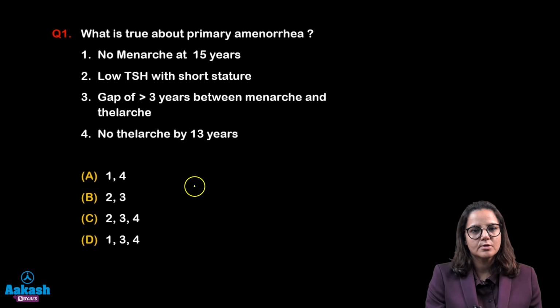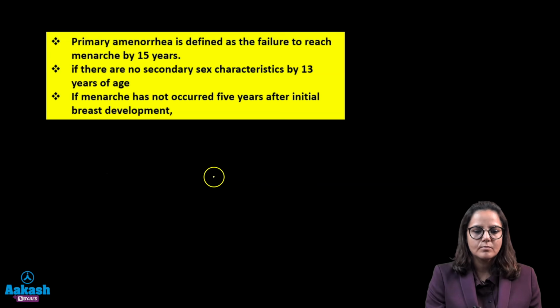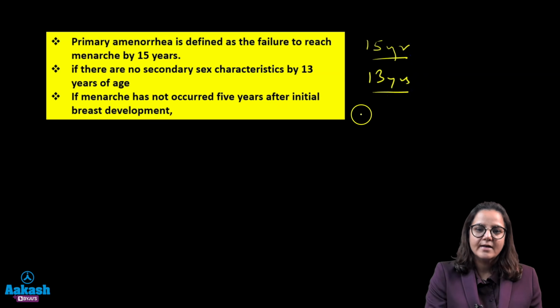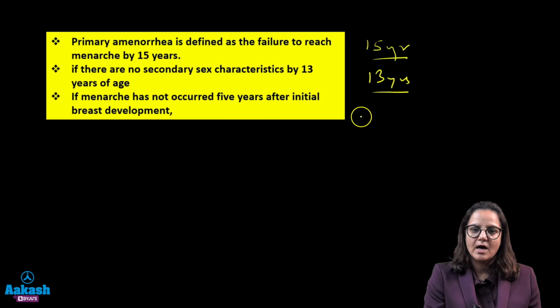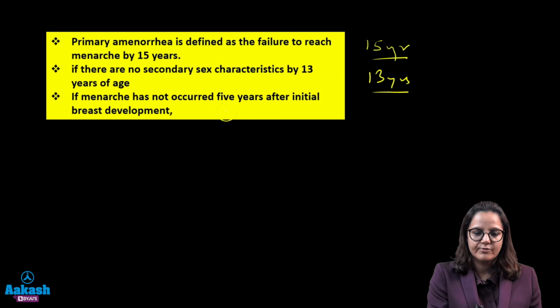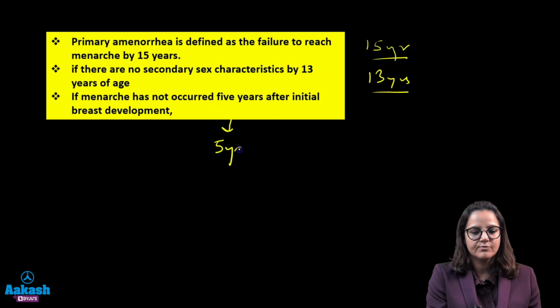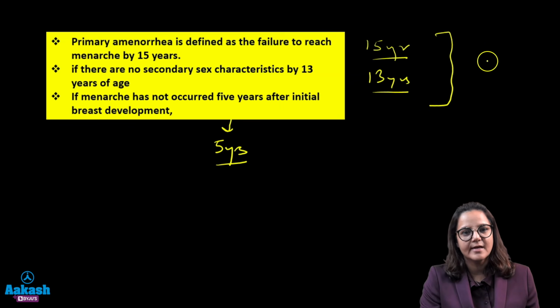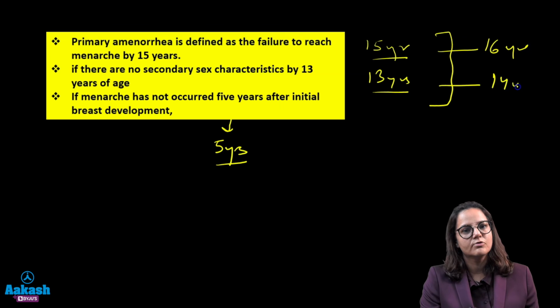So the first question is, what is true about primary amenorrhea? What is primary amenorrhea? It is defined as failure to reach menarche by 15 years of age and failure to reach thelarche by 13 years of age. And if menarche has not occurred even 5 years after the development of breast. So this gap is 5 years. Now the confusing part is, as per the Indian guidelines, the age differs a bit. This is 16 years and thelarche is 14 years.